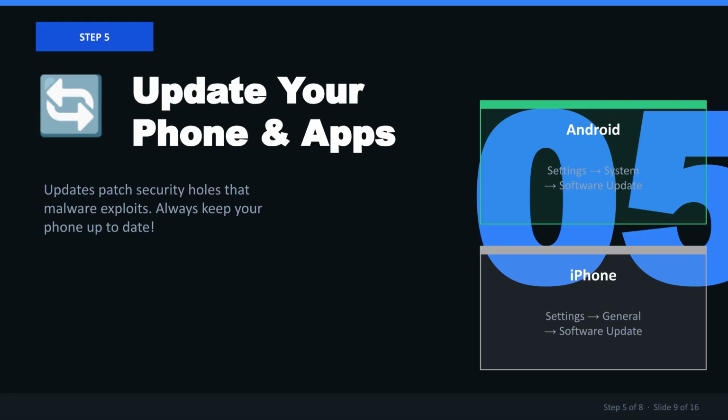Step 5. Update your phone and apps. Updates patch security holes that malware exploits. For Android, go to Settings, System, and Software Update. For iPhone, go to Settings, General, and Software Update. Always keep your phone up to date.